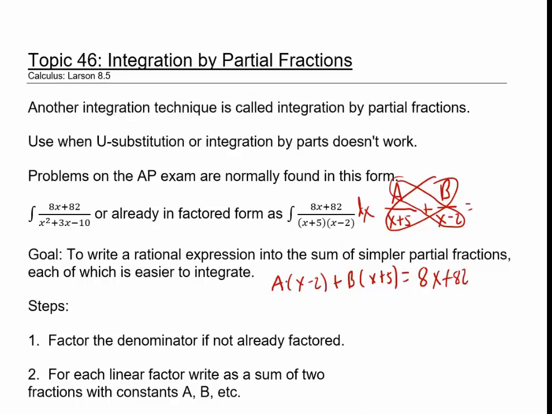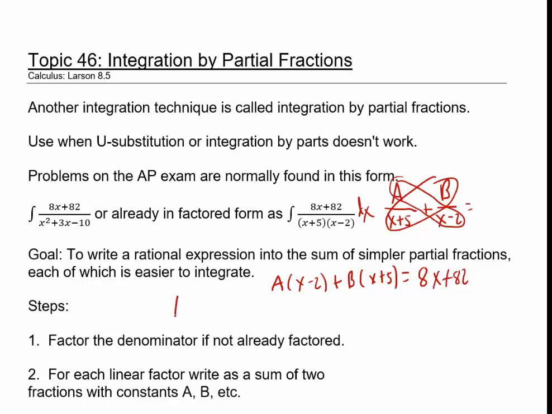Okay, so that's always going to be my setup, is take one factor and crisscross it with the other. Now, it doesn't matter which one you put a on top of or b on top of. All that matters is that you're consistent, and then once we find a, that you put that a back over, in this case, the x plus 5, and you put the b over the x minus 2. But other than that, it doesn't matter.